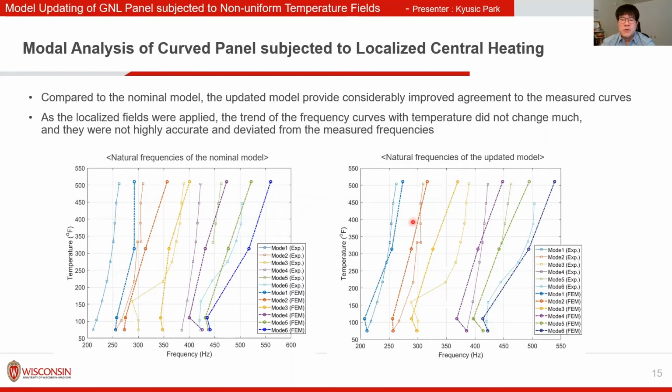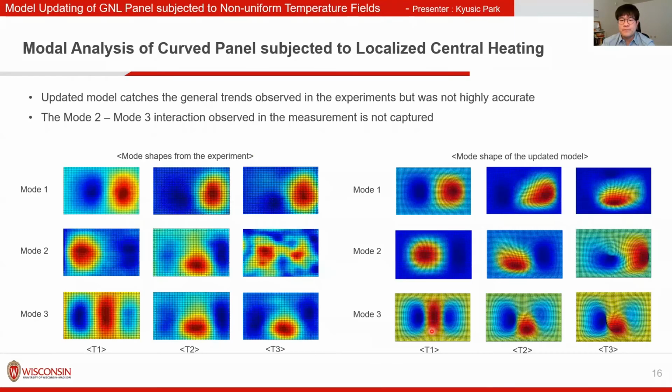The two plots show the natural frequencies with respect to the varying temperature fields: this for the nominal model and this for the updated model. The updated model shows significantly improved agreement to the measured curves. But as the localized temperatures are applied, the trends of the curve did not change much, and they were not highly matching to the measured frequencies, especially the third mode. The mode shapes of the updated model here also suggest that the model captures the general trends but is not highly accurate. For example, the interaction between the second and the third mode observed in the measurement cannot be captured by the model.